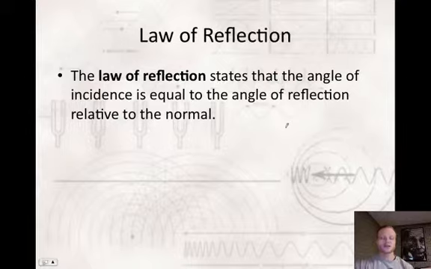So there's this law that I mentioned earlier on. It's called the law of reflection. Basically the law of reflection states that the angle of incidence, or the angle that's coming from the object and striking the mirror, is equal to the angle of reflection relative to this thing called the normal. In the next slide I'm going to have a picture showing the law of reflection. I think a picture is better than trying to write this law out into words.